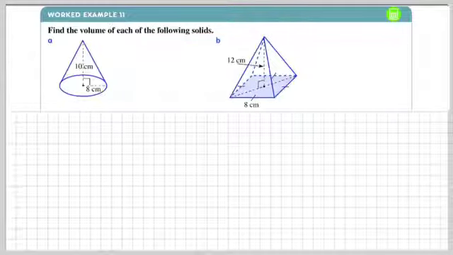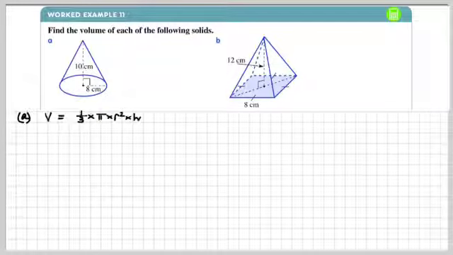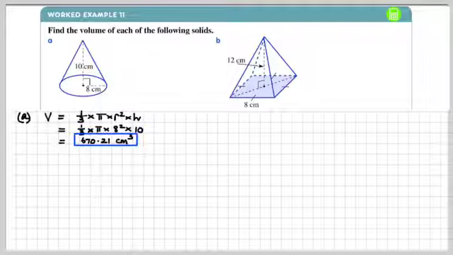Let's do a worked example now. This is another plug and chug situation for us. Let's do the cone first. Now, it's pi times 8 squared times 10, all divided by 3. Here it comes. Yes, that's what it is. Now, what does that come to? 670.21 cubic centimetres for the volume of that cone.